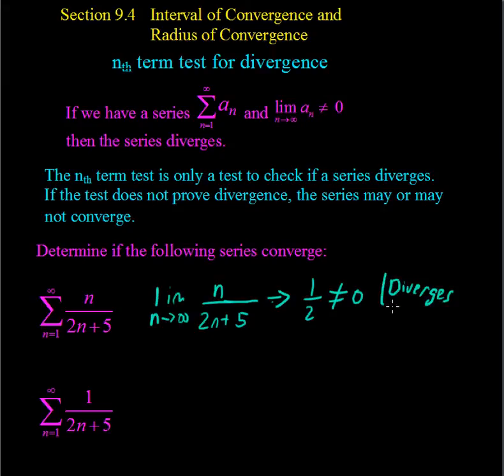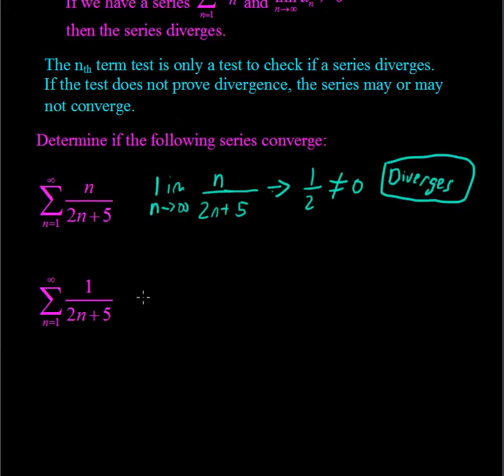Okay, so if it fails this test, the nth term test, then we know for a fact that the series diverges. Let's take a look at the second one. Again, we take the limit of the nth term as n approaches infinity. This time our term is 1 over 2n plus 5. So you see it's a similar thing, but not quite the same.